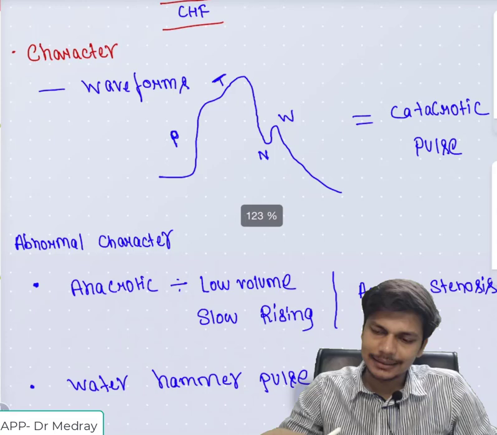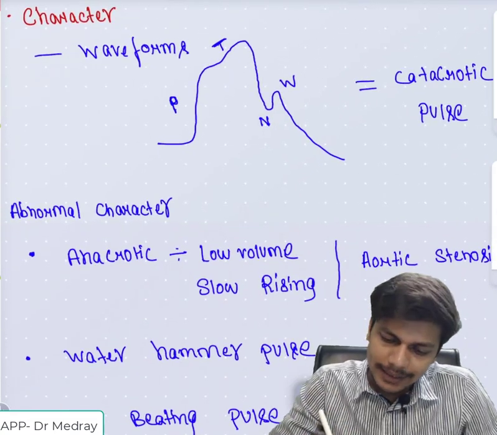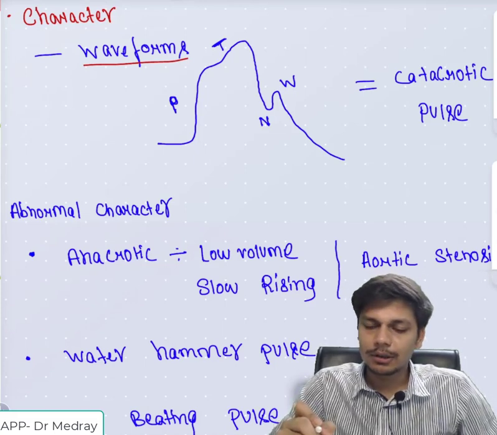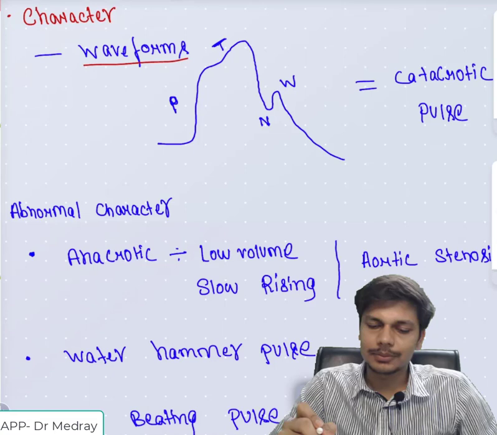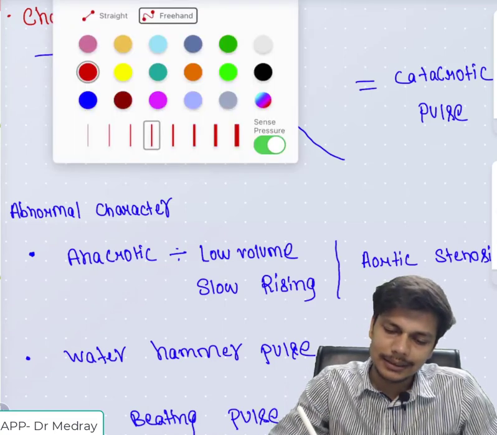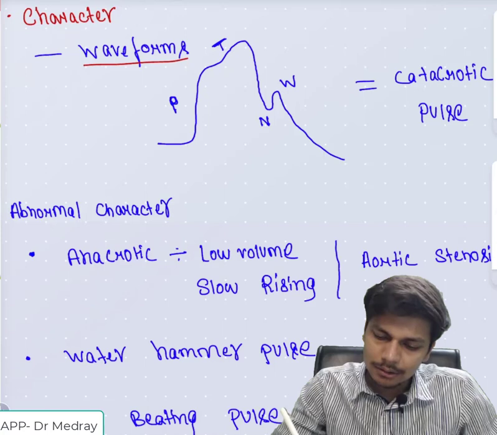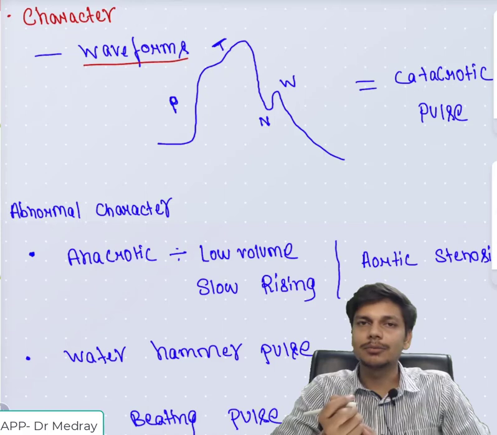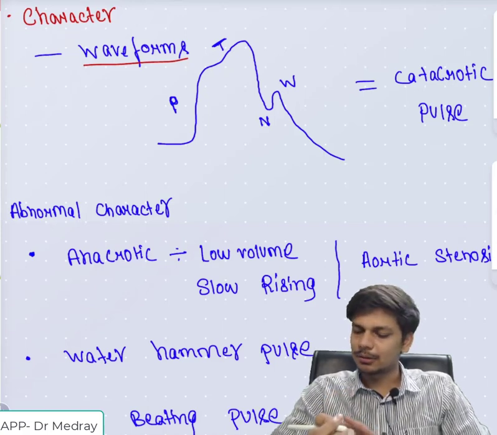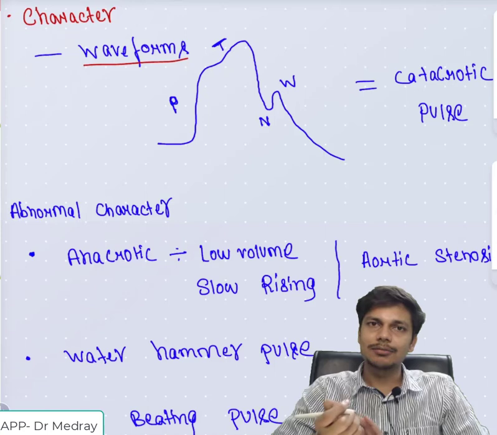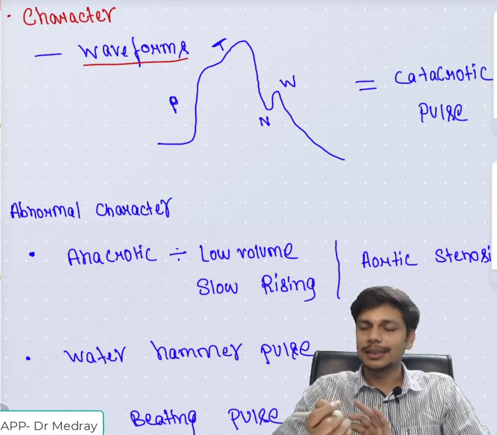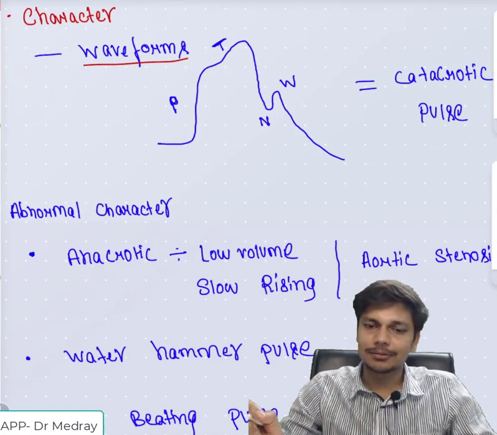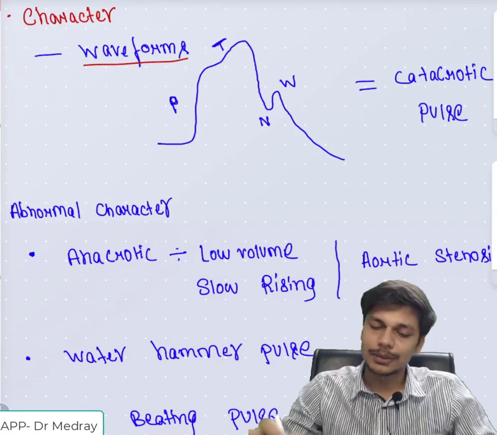The character of the pulse is defined by the waveform of the pulse. So normally what is the waveform of the pulse? Let us see how we discuss the waveform of the pulse. The waveform of the pulse is a theoretical discussion. Normally we do not feel any waveform while palpating the pulse, because of the vascular tone, this waveform disappears, or it is not appreciated practically. But these are the theoretical aspects that we learn, the different waveforms of the pulse.